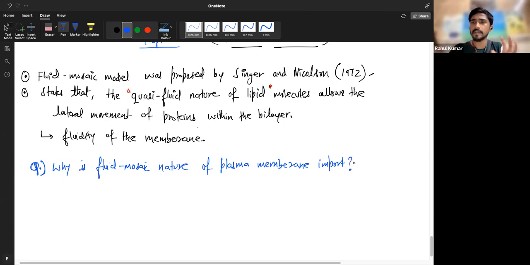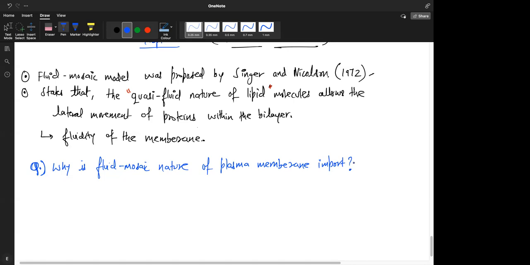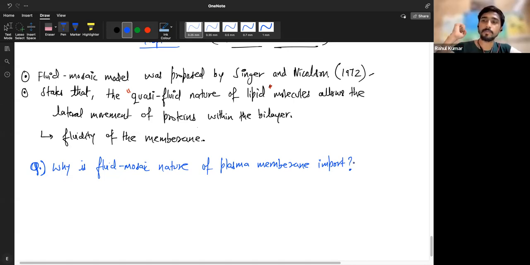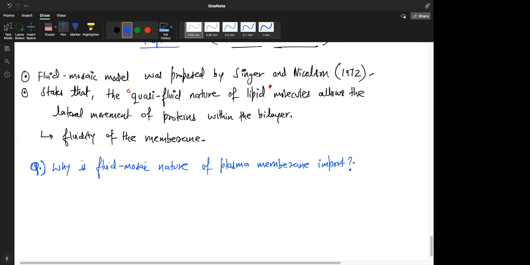Why can it not be rigid like a wall of our house? If it is rigid, there is one benefit: it will give a lot of protection. If someone comes with a knife and tries to poke you, the knife will not go inside because our cell membranes are rigid, titanium, let's say, or concrete based. Will it be good? No. Why?